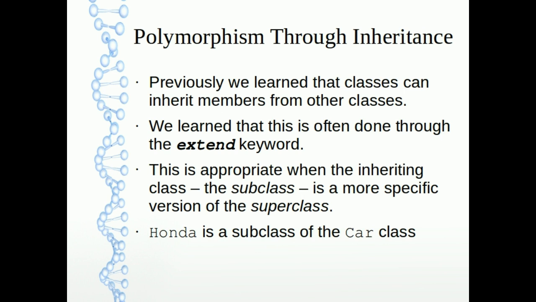A Honda is a car, just a more specific description of an object than car. A Honda is not a discrete individual object because there are still many Hondas and there are still many cars. All Hondas are cars, but not all cars are Hondas. And this is the correct relationship between subclasses and superclasses.